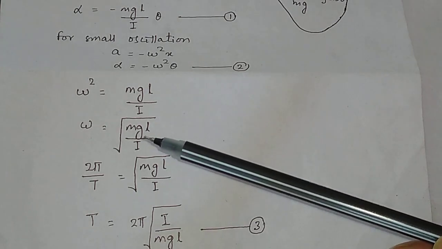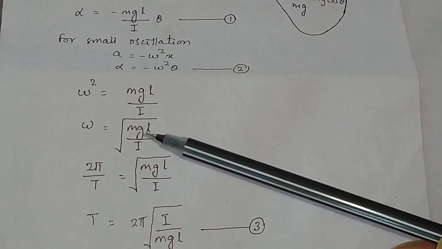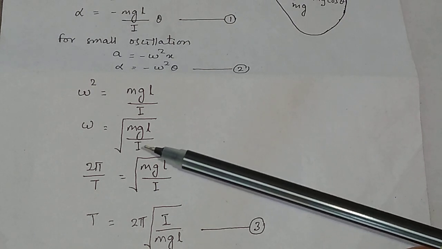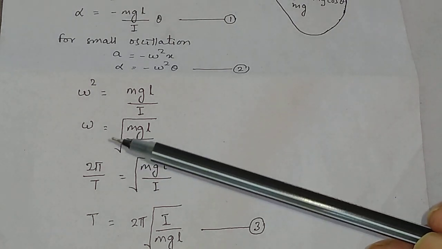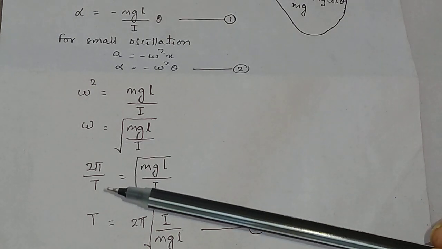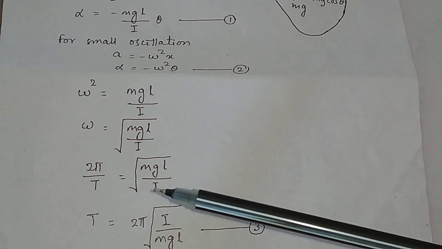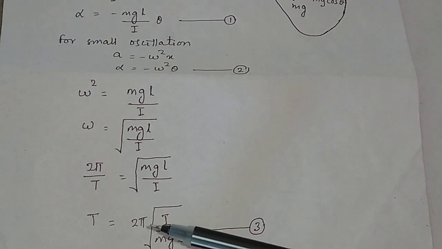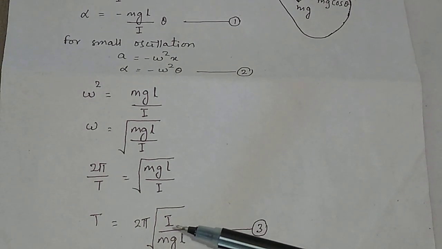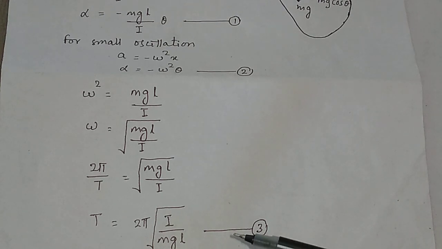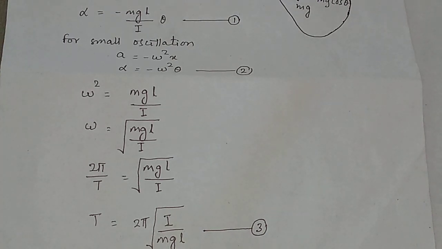So omega will be equal to square root of mgl divided by I, and we know omega is equal to 2 pi divided by T, where T is the time period of oscillation. So 2 pi divided by T will be equal to the square root of mgl divided by I. So T will be equal to 2 pi square root of I divided by mgl. Suppose this is equation number 3.